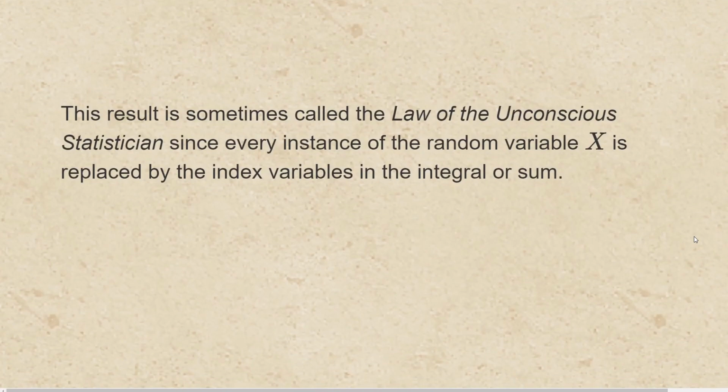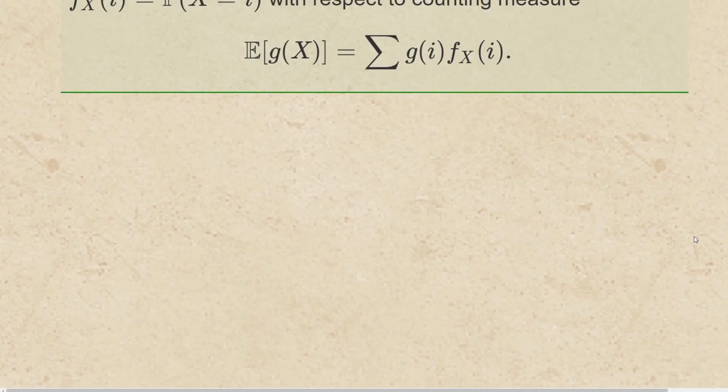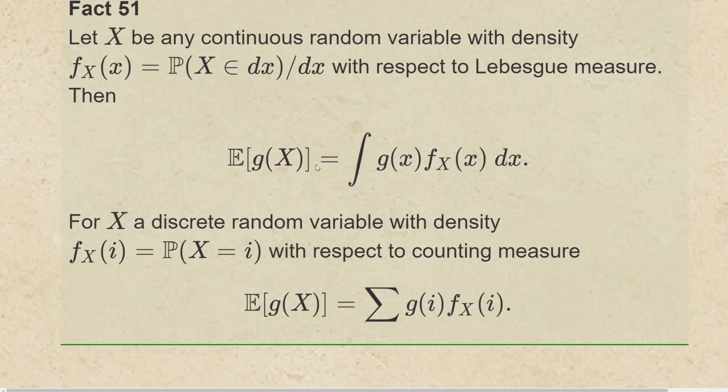This result is sometimes called the law of the unconscious statistician, since every instance of the random variable big X is replaced by the index variables in the integral or sum. We can see that in the integral, g of big X gets replaced by g of little x, and in the discrete random variable, g of big X gets replaced by g of little i.